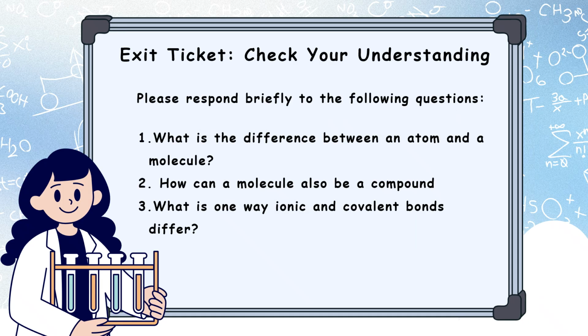Great job on that activity. Now before we wrap up, think about these questions. First, what is the difference between an atom and a molecule? Second, how can a molecule also be a compound? And lastly, what's one way ionic and covalent bonds differ?